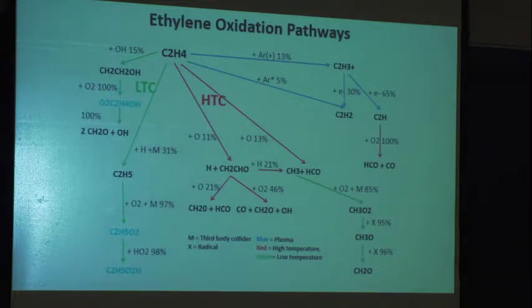So therefore you have three different reaction pathways: pyrolysis and dissociation with energetic, electronically excited molecules; H abstraction by the radicals produced by the plasma; and the low temperature oxidation process, because the plasma activates low temperature reactions.